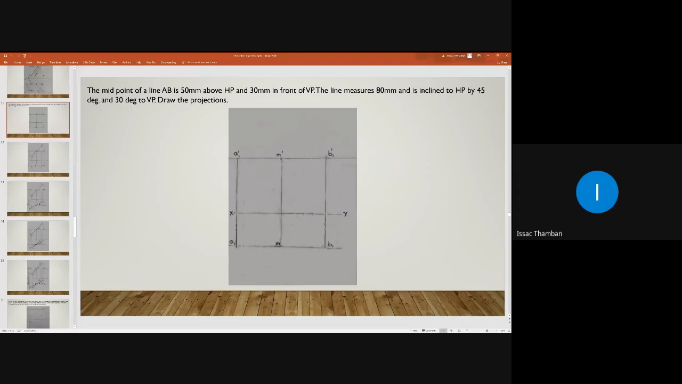Namita? Yes, sir. Can you locate A1 dash and B1 dash? You know the midpoint, you know the total length, then can you locate A1 dash and B1 dash? It's very simple.